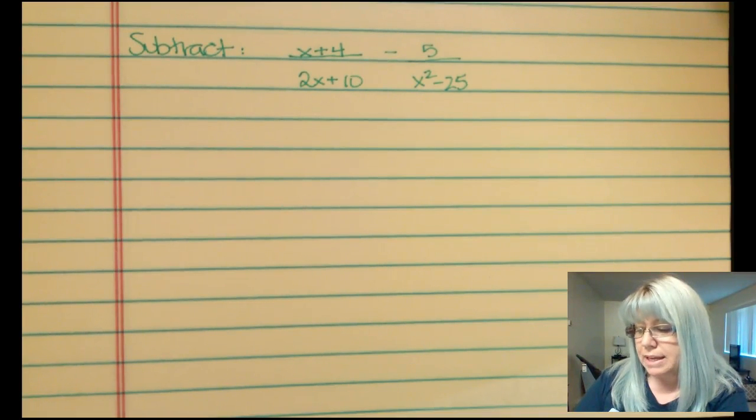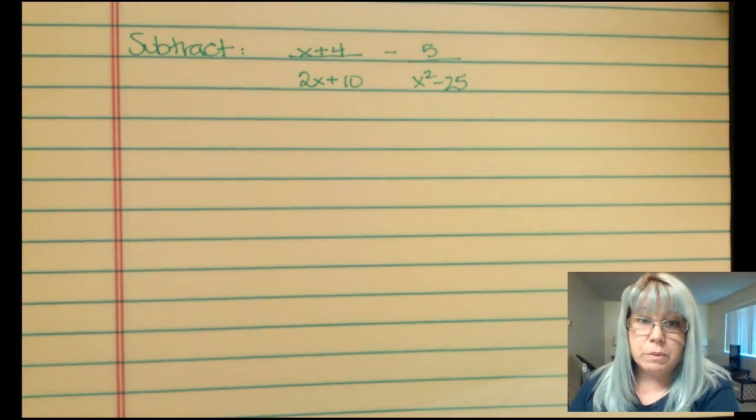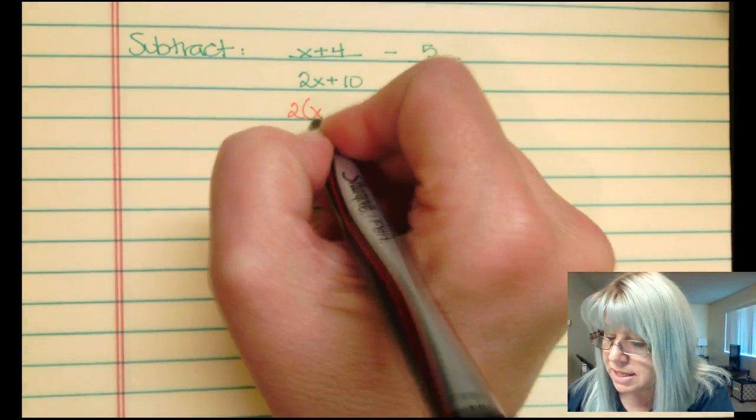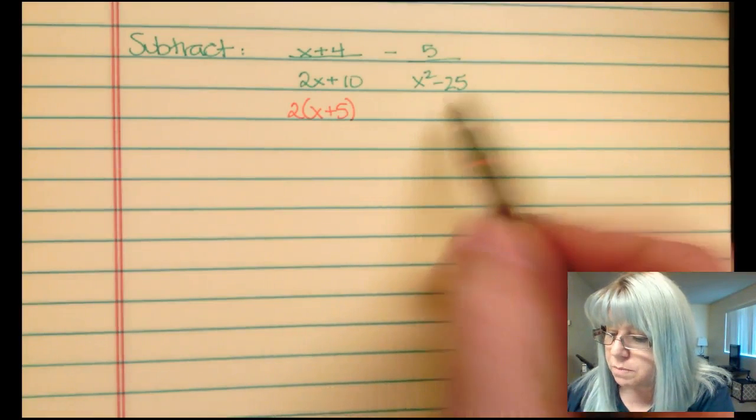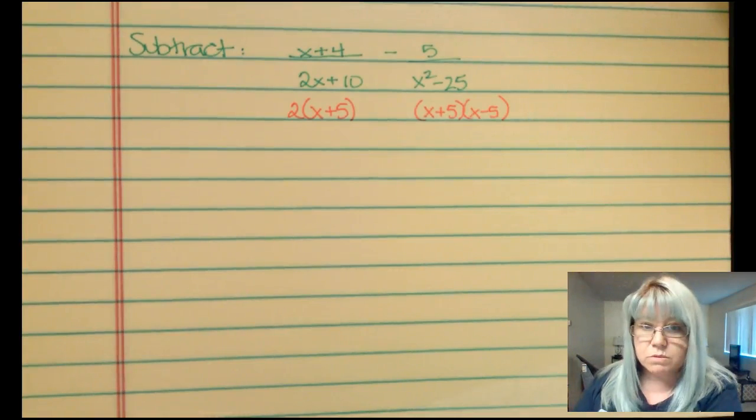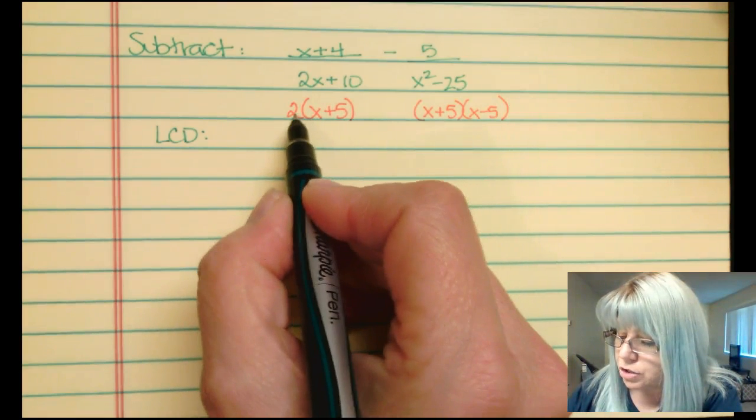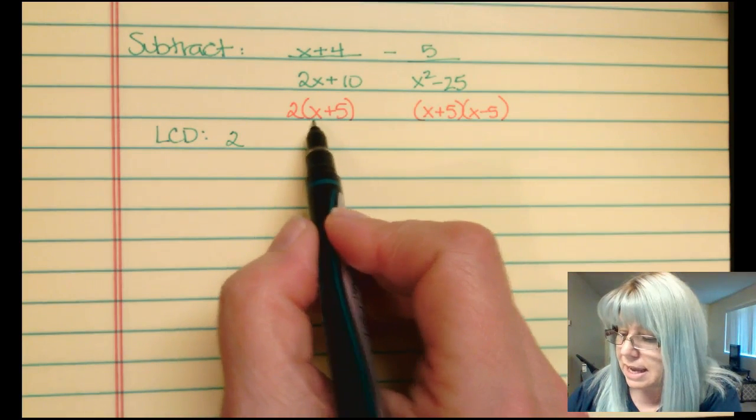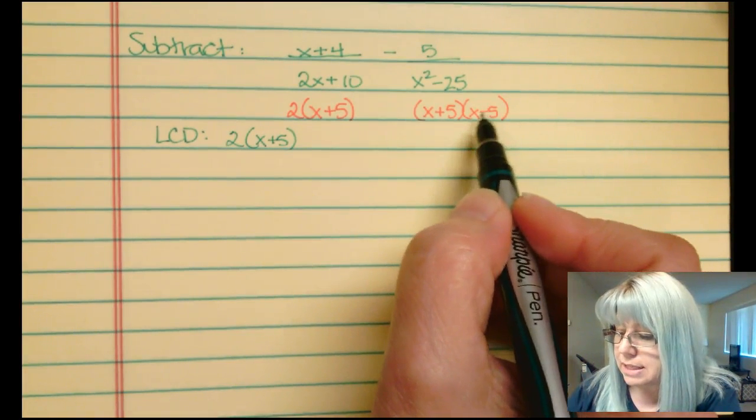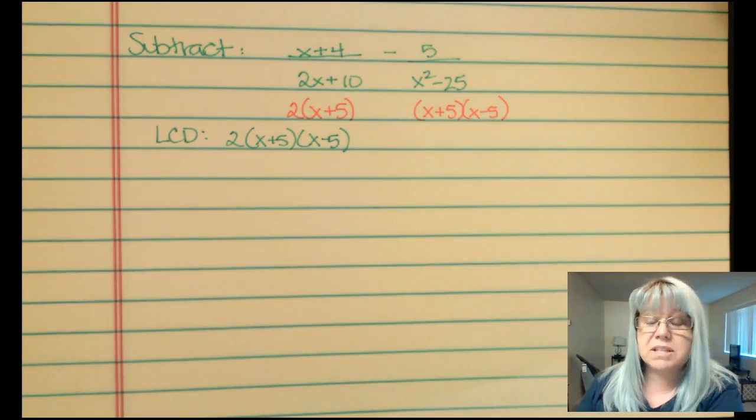x plus 4 over 2x plus 10 minus 5 over x squared minus 25. First thing we want to do, factor the denominators. 2x plus 10 will factor into 2 times x plus 5. And x squared minus 25 will factor into x plus 5, x minus 5. So looking for the LCD here. It needs the 2 from the first one. It needs the x plus 5 that they share in common. And from the second term, it needs the x minus 5. So the LCD is 2 times x plus 5, x minus 5.